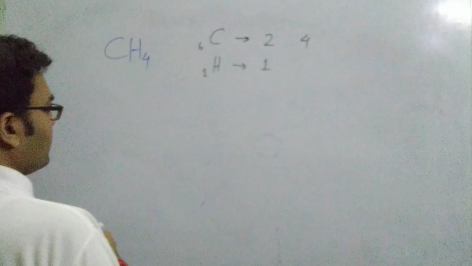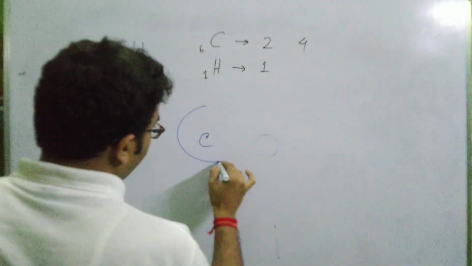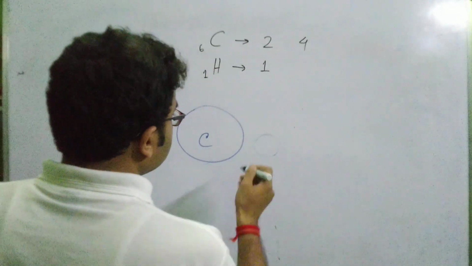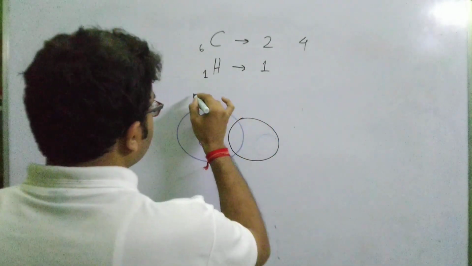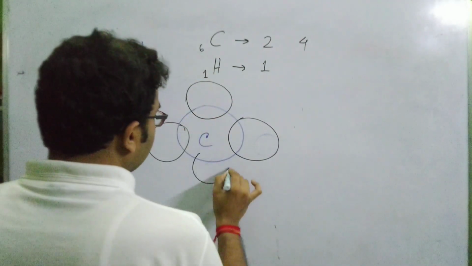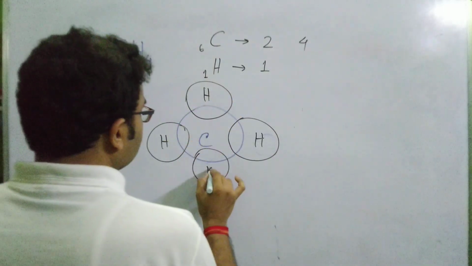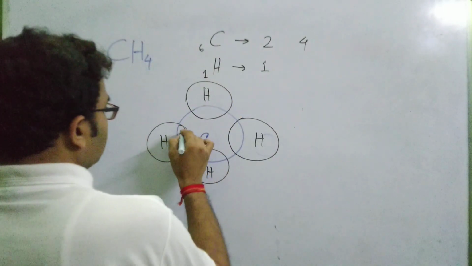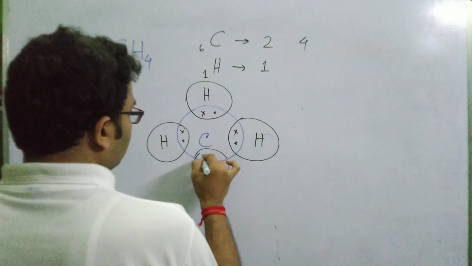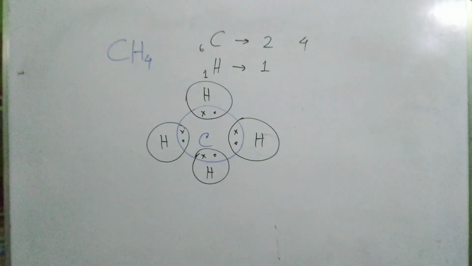If you just read out the structure, it looks something like this. So here is the carbon atom. Overlapping with it is the hydrogen atom, one hydrogen atom here, another here, another here, and another hydrogen atom here. So these are the hydrogen atoms. They are sharing their electrons, cross dot, cross dot, cross dot, and cross dot. So I think the concept is clear. This is how the methane molecule is formed.